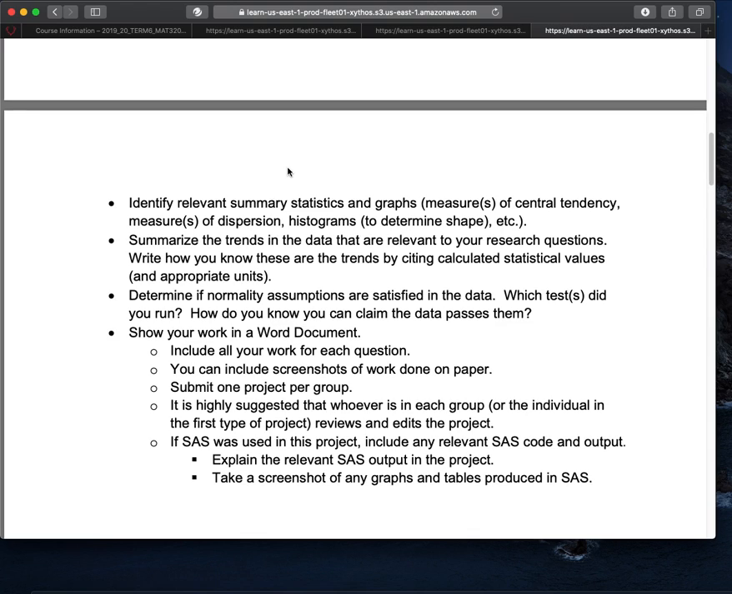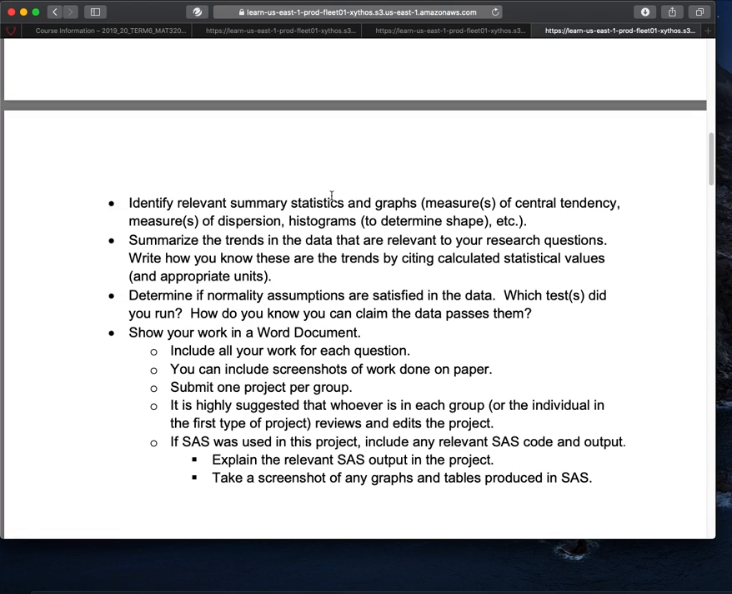Or if it's one that you collected, you could also give a link there too, depending on how many people you ask. Though there are requirements in that regard, but we'll get to that later on. Identify the summary statistics and graphs that are important in this case. I gave some examples here, but that is not an exhaustive list by any means.